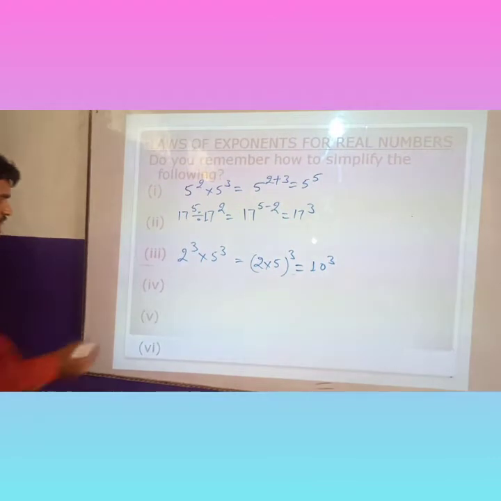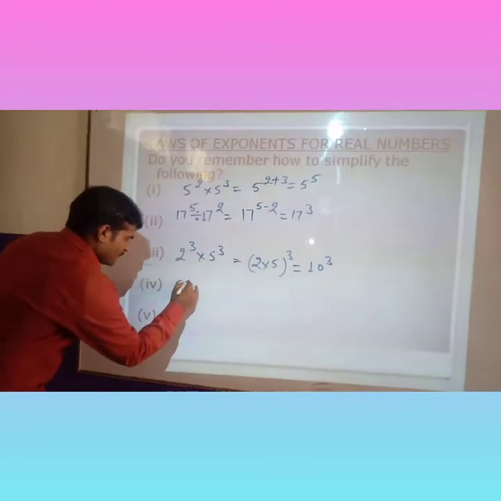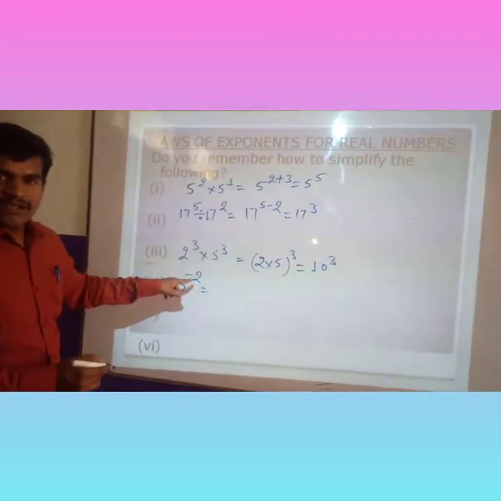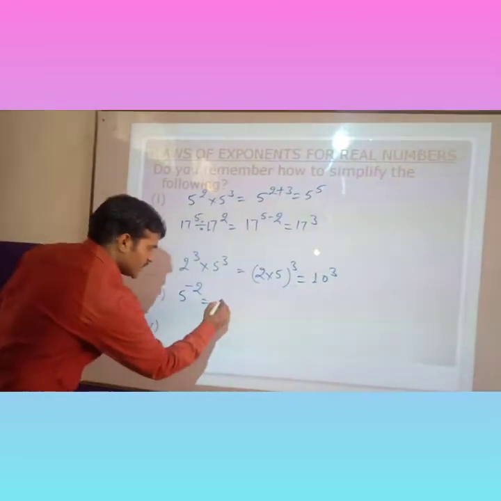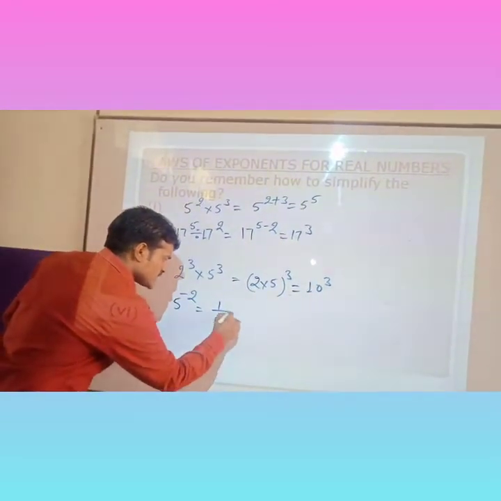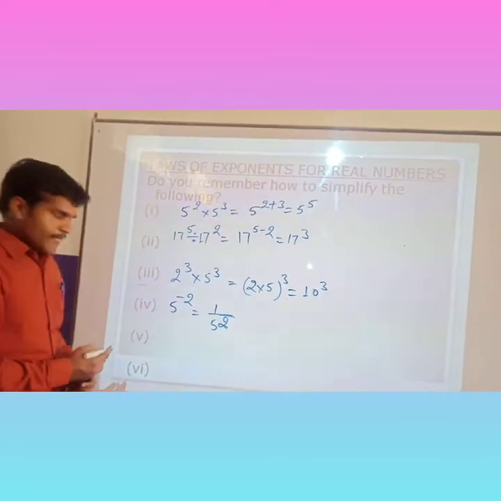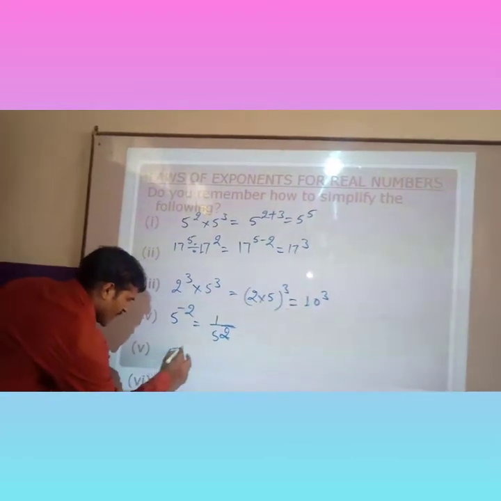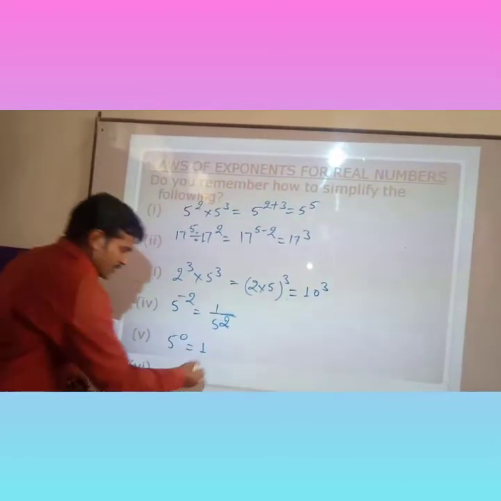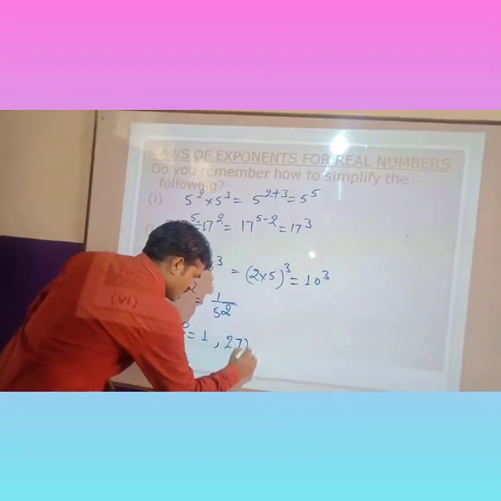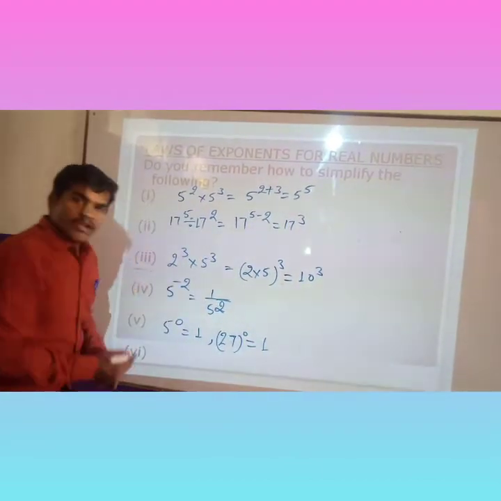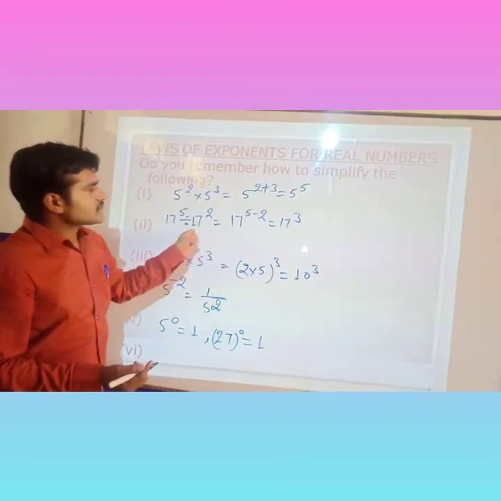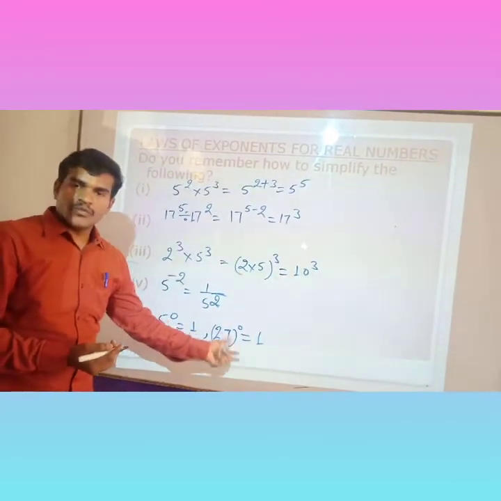Okay. Like that, 5 power minus 2. The exponent is negative. Then what will we do there? 1 upon 5 square. If the exponent is 0, like 5 power 0, its value is 1. 27 power 0, its value is 1. If the exponent is 0, then the value of the given number will be 1.